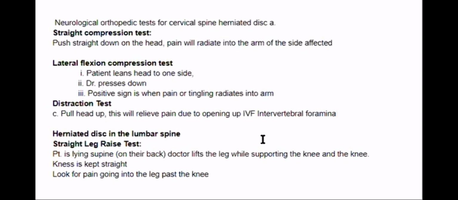Then you have the herniated disc from the lumbar spine. This is the straight leg raise, like it says here. The patient just lays on their back. You would lift their leg, so you put one hand on the ankle to support their leg, and one hand on the knee to support their knee. Lift the leg while supporting the ankle. People do this in all different ways. The knee is kept straight, and you look for pain into the leg that goes past the knee. So let's go ahead and take a look at these now.